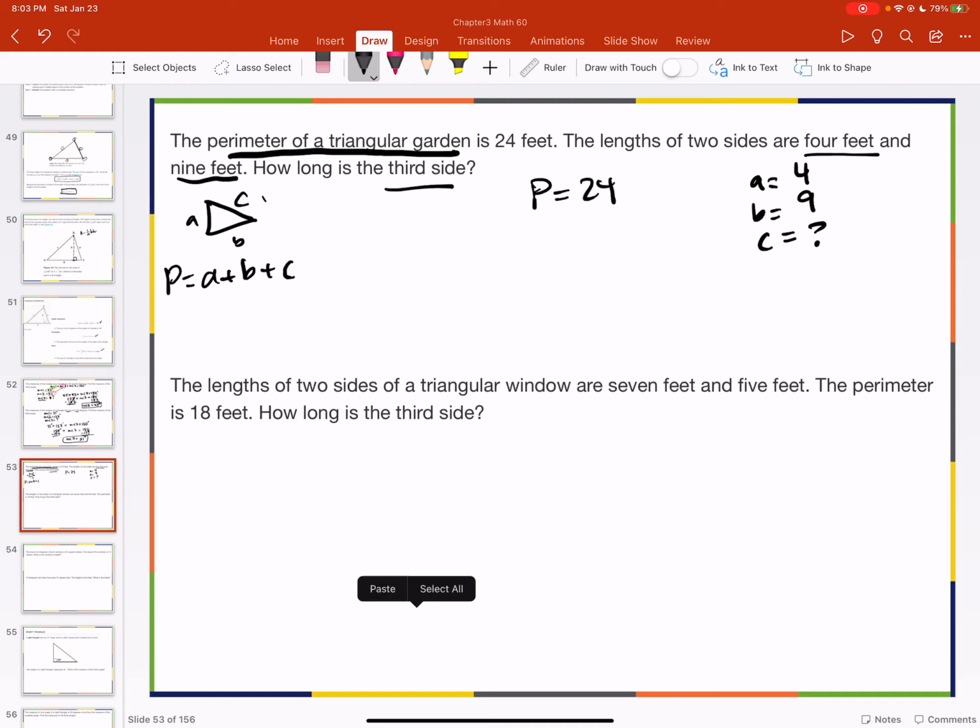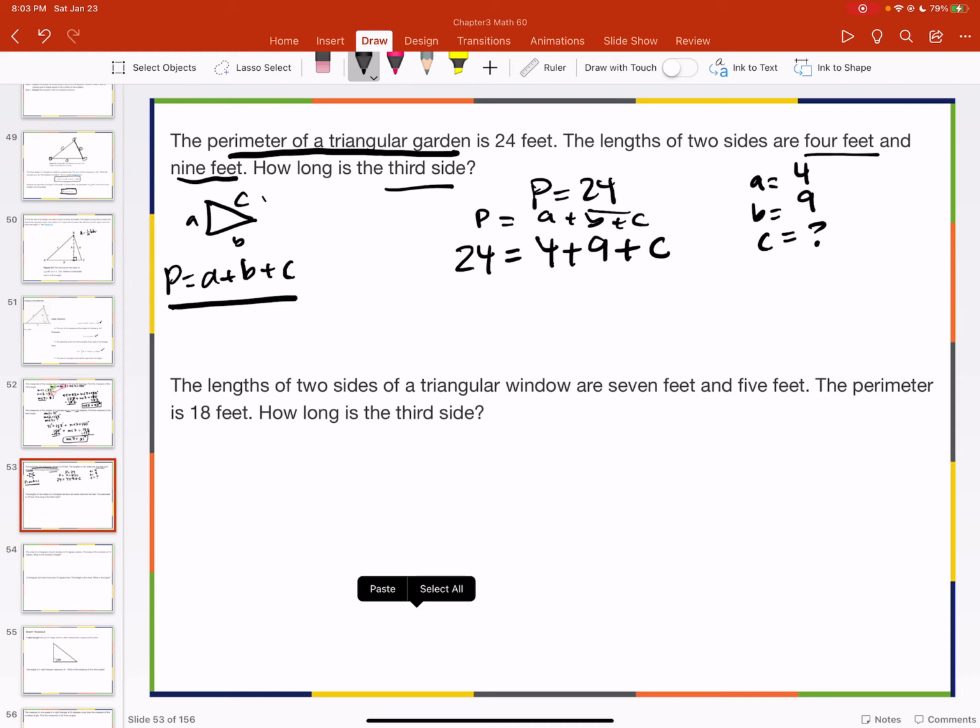So plugging everything into this equation, we have P equals A plus B plus C. So 24, that's our perimeter, is equal to 4 plus 9 plus C. Okay, so we just plugged it in. Remember, this is P equals A plus B plus C.